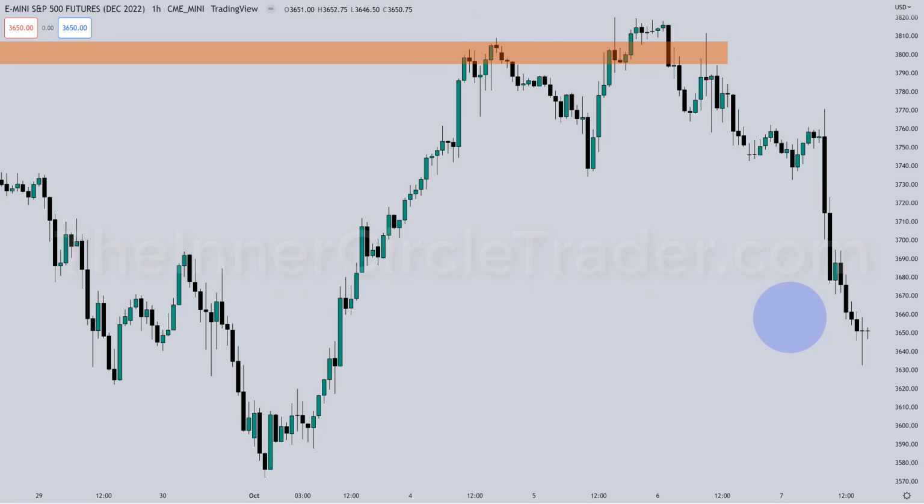So hourly chart, here we go. Here's that volume imbalance on the daily chart. And we have a buy-side liquidity pool. What is buy-side liquidity? It is buy stops, basically pending orders that you don't necessarily have to see.